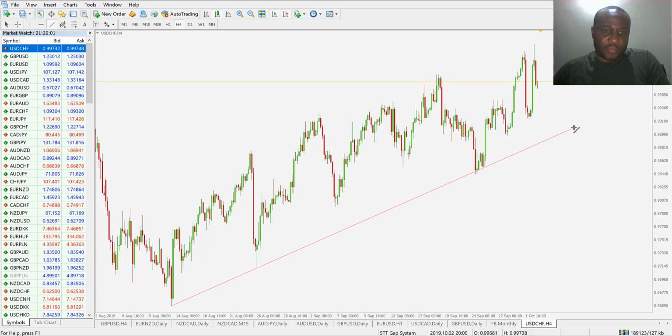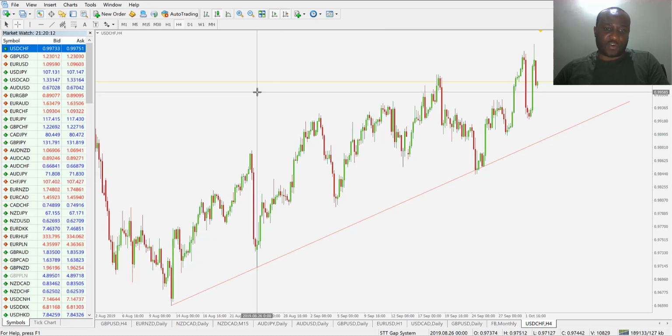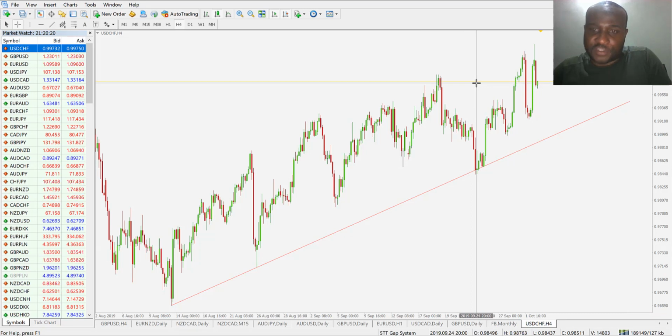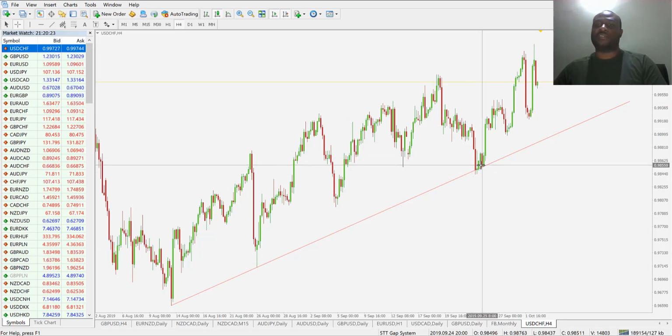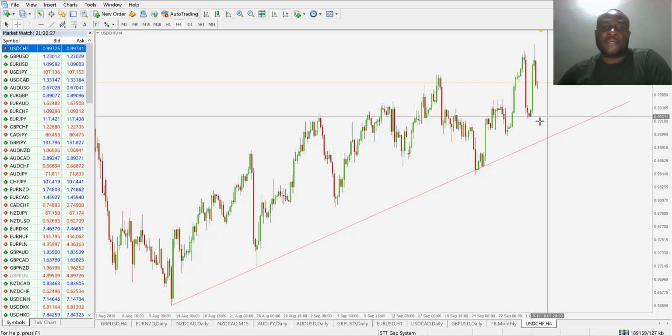I will extend it all the way up. And when I do that, can you see what happened sometime in the future? If you notice, this was around the 26th of August that I drew this line and extended it forward. See what then happened on the 24th of September. Price came there, touched it, and boom, that was a buy opportunity and profit to be made.